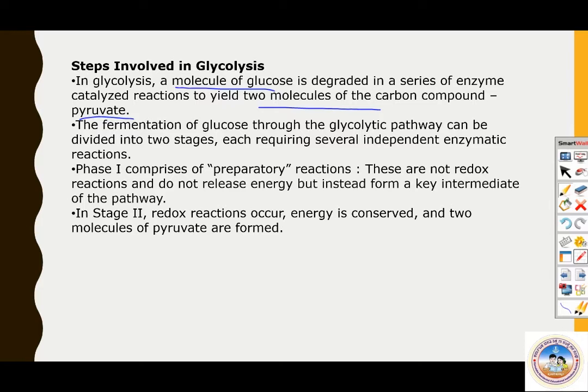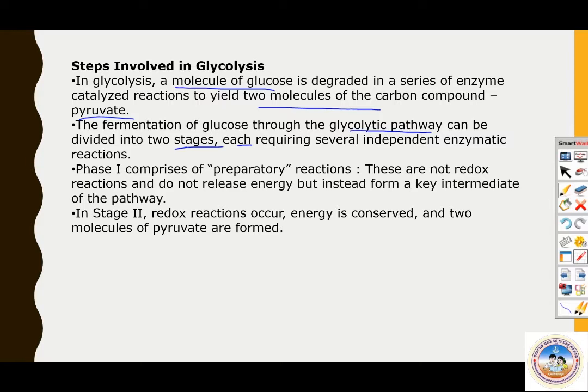Moving ahead, the fermentation of glucose through the glycolytic pathway can be divided into two stages. So glycolysis can be divided into two stages, each requiring several independent enzymatic reactions. Now you saw in the first preparatory phase, when I showed you, there was hexokinase, children. So you had all the different enzymes present. Am I clear to you? So children, whenever a reaction is happening, each reaction has its own enzyme. Am I clear to you?